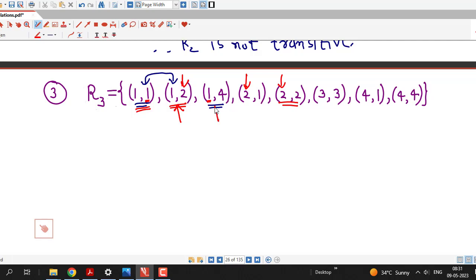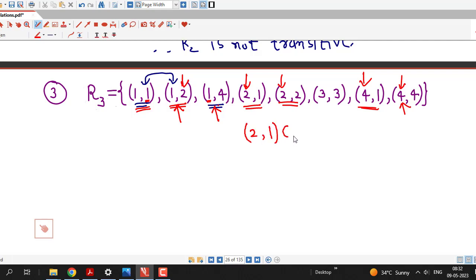So now we come for this pair. (1,4) belongs to R3 and we search for an ordered pair whose first component is 4. So (1,4) belongs to R3, (4,1) belongs to R3 implies (1,1) belongs to R3. So that is also fine. Now here also there is 4. So (1,4) belongs to R3, (4,4) belongs to R3, so we must have (1,4) belongs to R3. That is also satisfied.